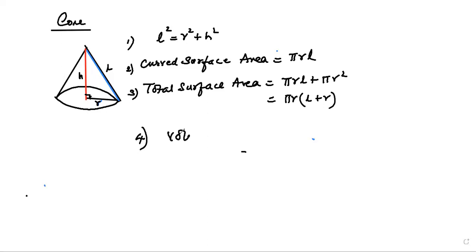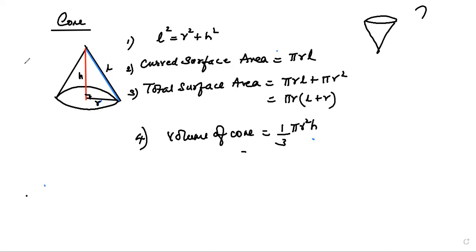Remember volume. Now this volume of a cone is something. Please have a look here. Cone is tapering. So this fraction 1/3 comes: 1/3 pi r square h. Suppose you have a cone, and you have a cylinder also.